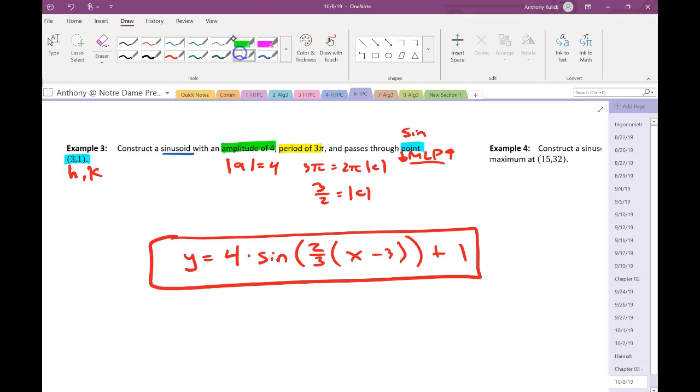Now, if you don't pick that point to be that kind of a point, or you don't want to use sine, this becomes a much more complicated problem, but it doesn't have to be. So let's try to do it the easiest way possible, right? Okay.